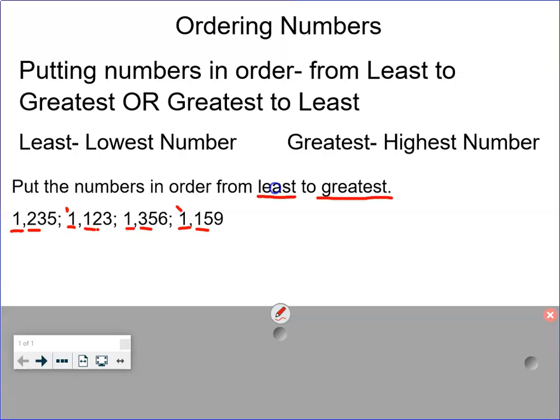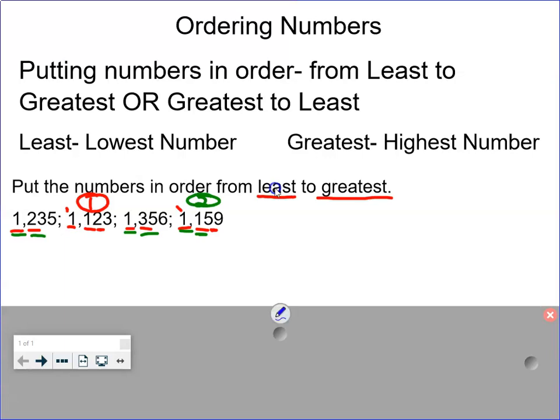So I'm going to look at the 10s. I've got 20 and I've got 50. Well, which is higher? 50. So my first number is going to be 1,123. Now I'm going to take a different color because I've got to put my numbers in the rest of the order. Well, I already noticed that, remember I had all 1,000s, then I had 200, 300, and 100, so this one must be number 2. So 1,159 must be my second lowest number.